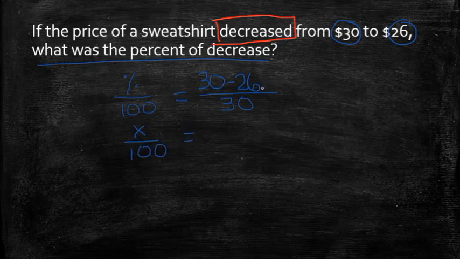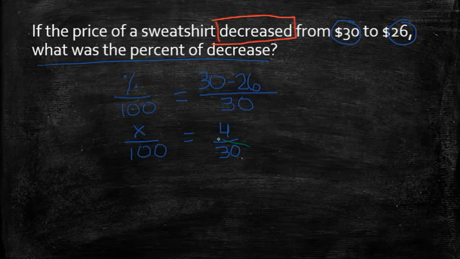And 30 minus 26 is 4. And then 30 remains on the bottom. I just brought this right down. The only thing that I'm doing different than the proportions that we've done before is actually subtracting these numbers here. So that's the step that you have to take. Go ahead and solve this, come back and check your answer.